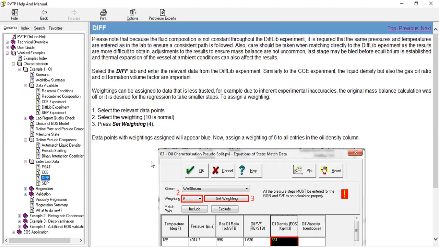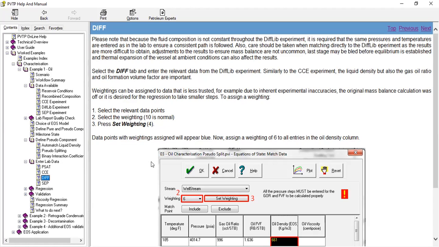The last stage may be bled before equilibrium is established, and thermal expansion of the vessel at ambient condition can also affect the results. Select the diff tab and enter the relevant data from the diff lab experiment.